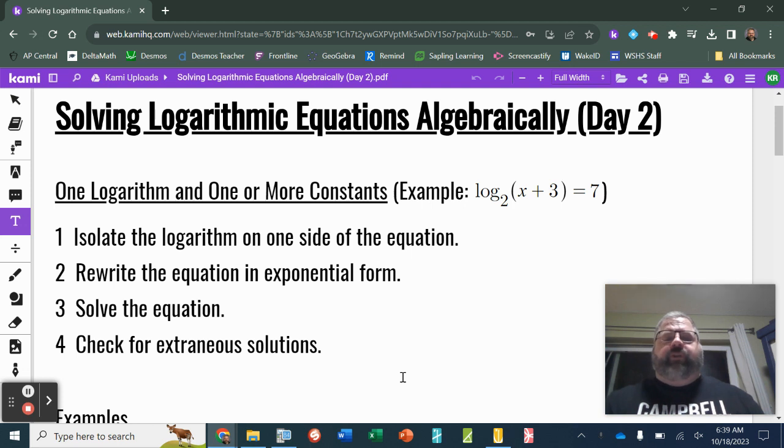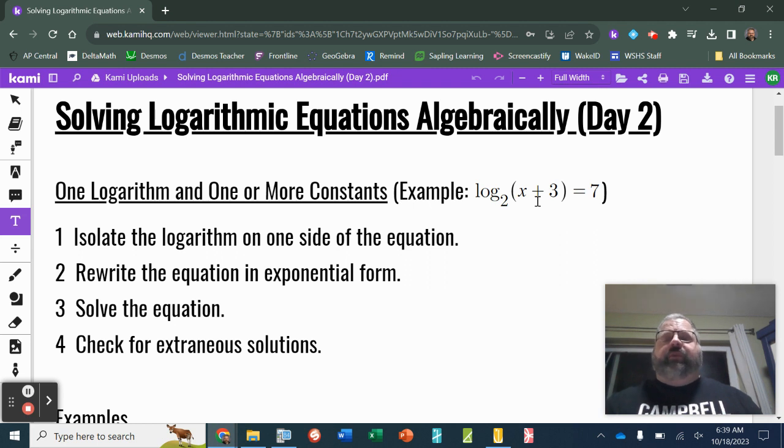All right, this video is to show you how to solve logarithmic equations algebraically. And we have two types of equations. One will be in one video and one will be in the other video. This video is going to cover when we have one logarithm and one or more constants in the equation. You can see an example here, log base 2 of the quantity x plus 3 equals 7.